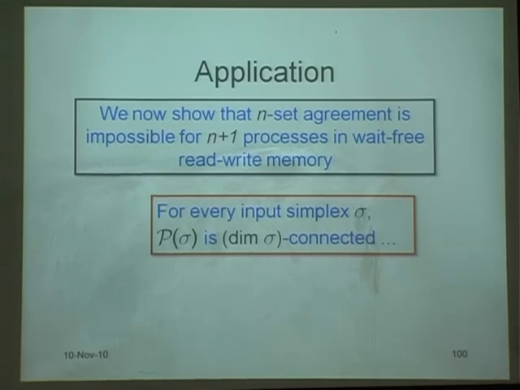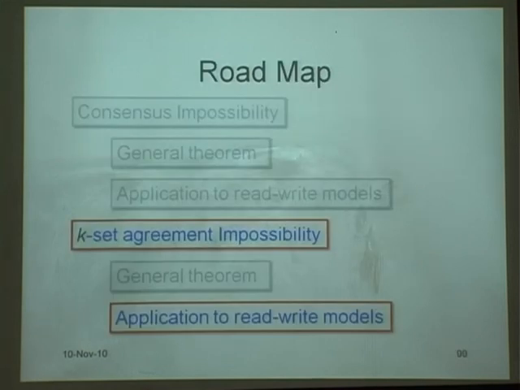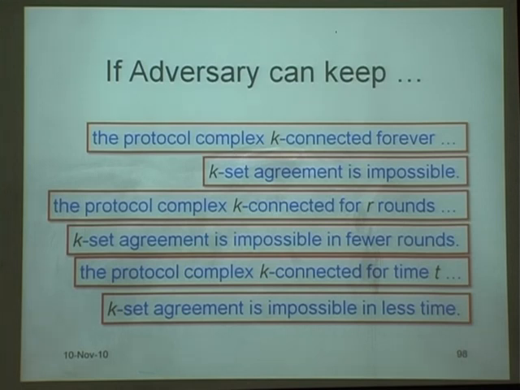The thing you showed before, the manifolds? No, because I didn't tell you that. I said the hypothesis is that you have this connectivity property, and if that's true, then k-set agreement is impossible. But we don't know yet whether read-write memory has this connectivity property or not.